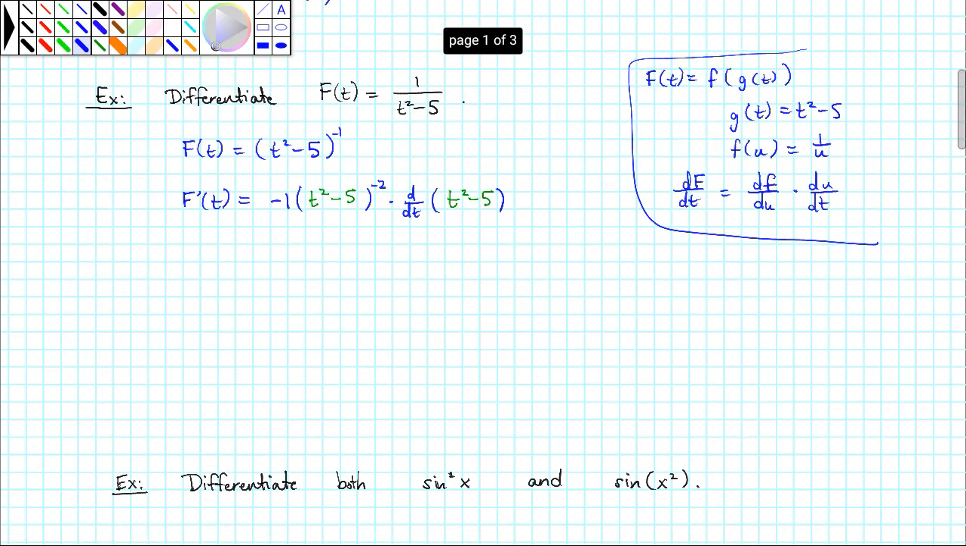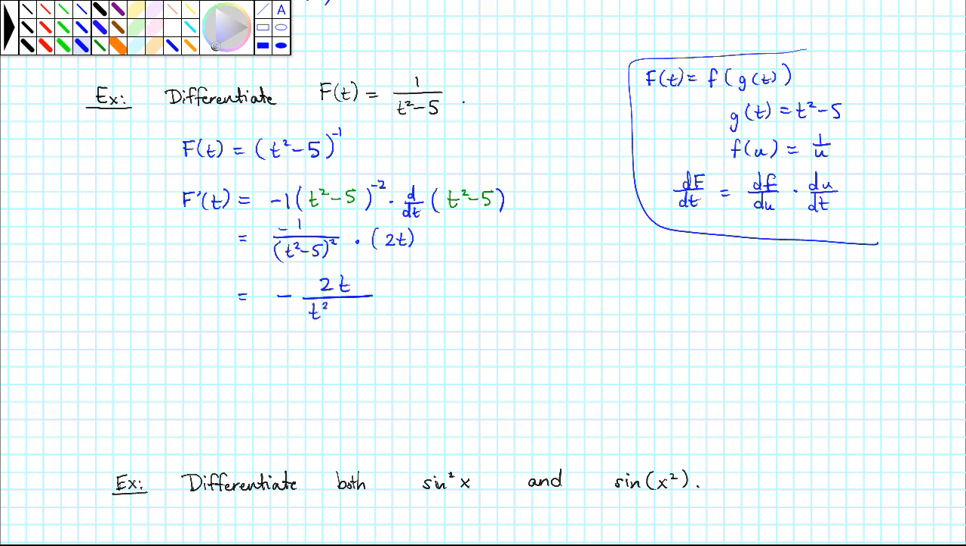So in this case, I can rewrite this as negative 1 over (t squared minus 5) squared. And now I have to differentiate this t squared minus 5, and that is 2t. Now simplify this, and this is going to be negative 2t over (t squared minus 5) squared.